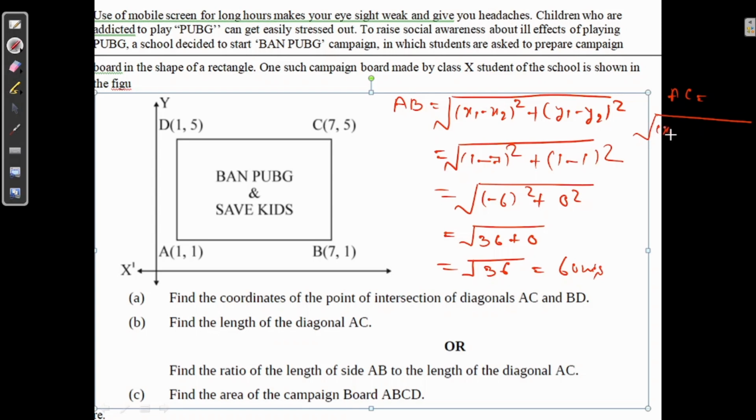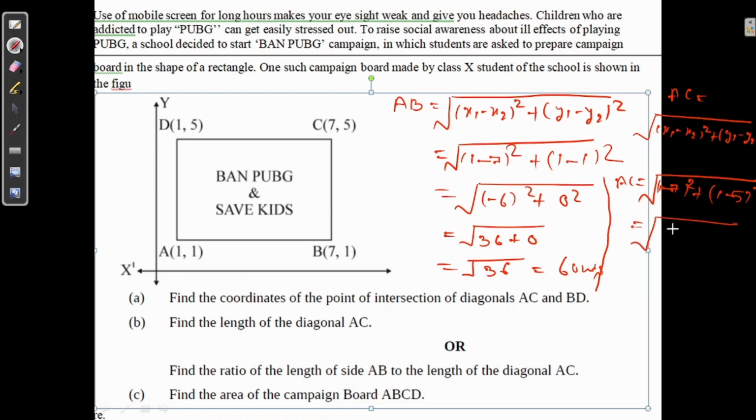Okay, there is less space, so I write small. x1 minus x2 whole square plus y1 minus y2 whole square. Please manage. Okay, so AC is equal to root of, let me put the values, x1 y1. Now AC, I will treat this point C as x2 y2. x1 value 1 minus x2 value 7 plus y1 value 1, y2 value 5.